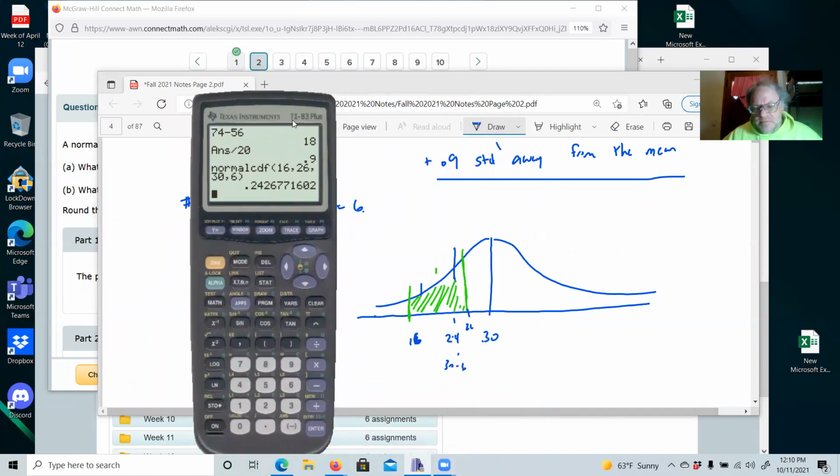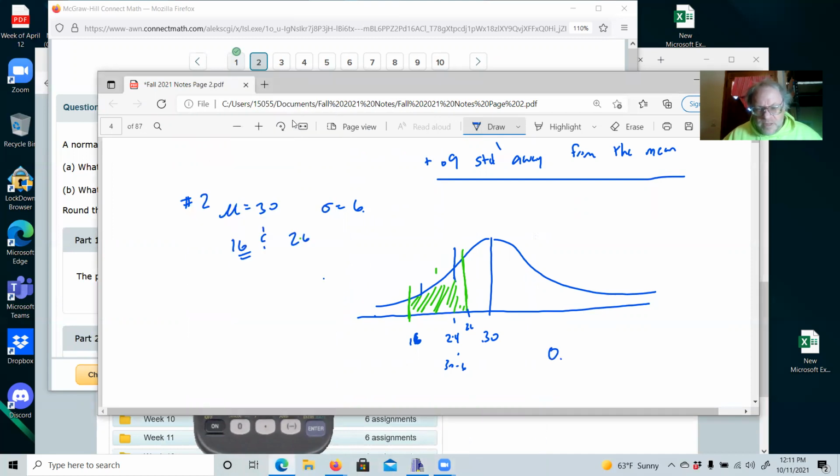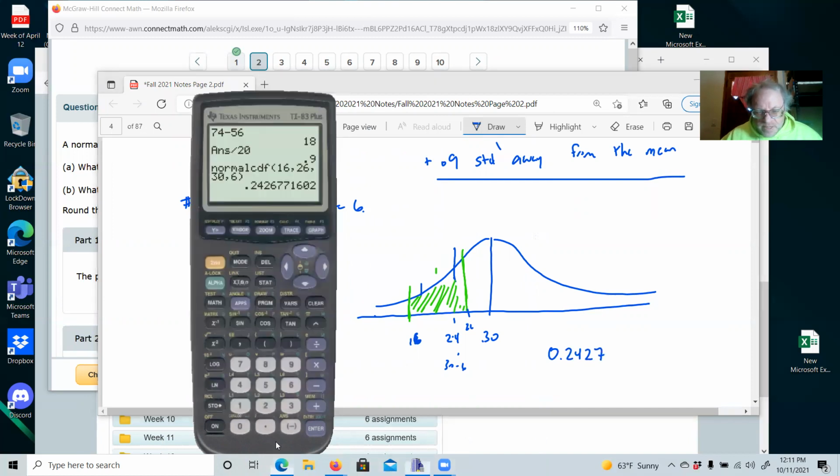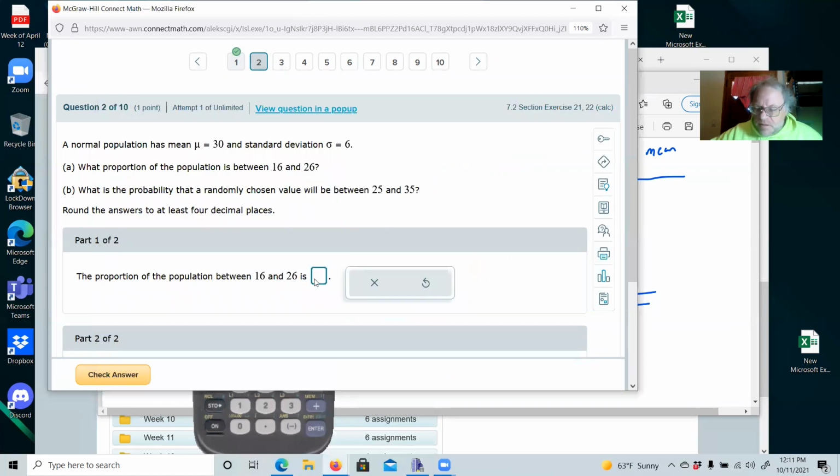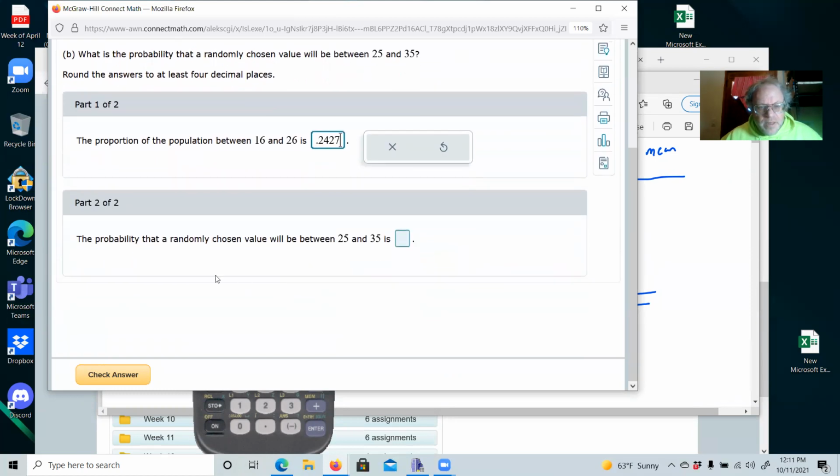About 25%, 24.27%. So this is going to be 0.2427. Okay, you see the rounding is going to happen here. So that's 6 to 7. All right, so 2427. All right, so let's go back here. 0.2427. Okay. What's the probability that a randomly chosen value is going to be between 25 and 35?